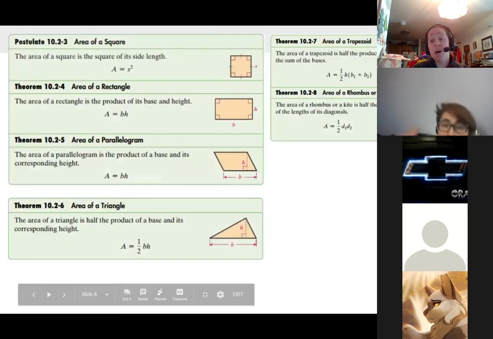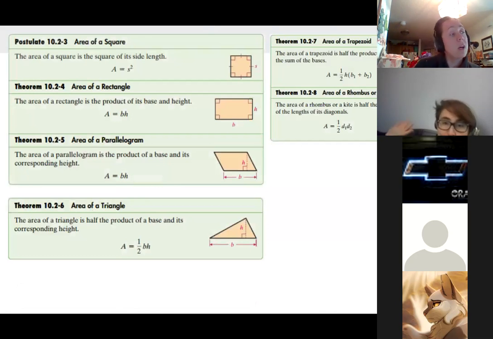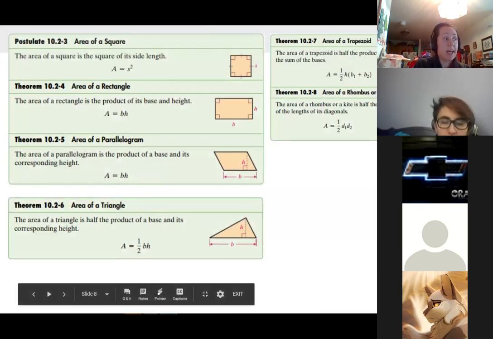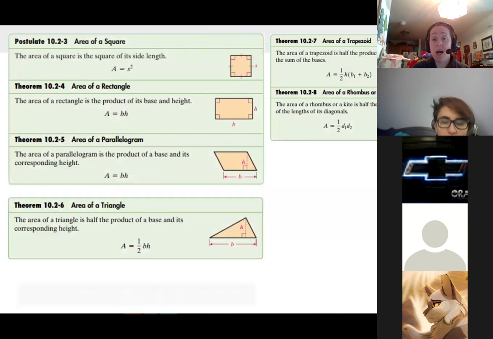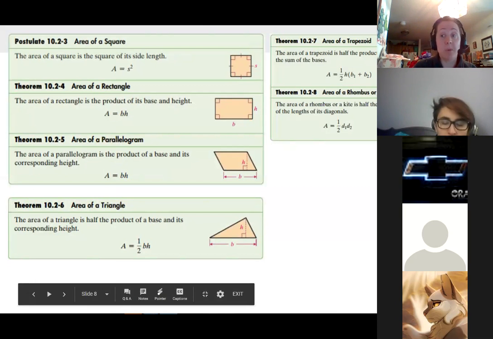Okay, so now we're going to get into a review of all the area formulas that we've talked about. It's good to have them down. I would take a notebook and write all of these area formulas down because you're going to need them for this next assignment. These are all the area formulas that we have discussed.